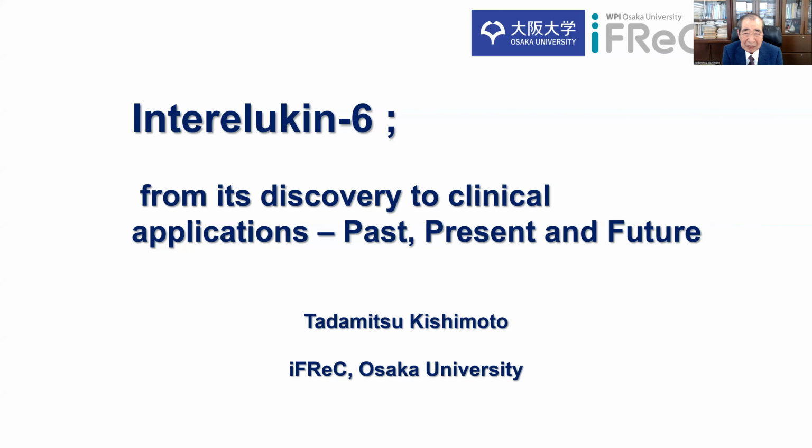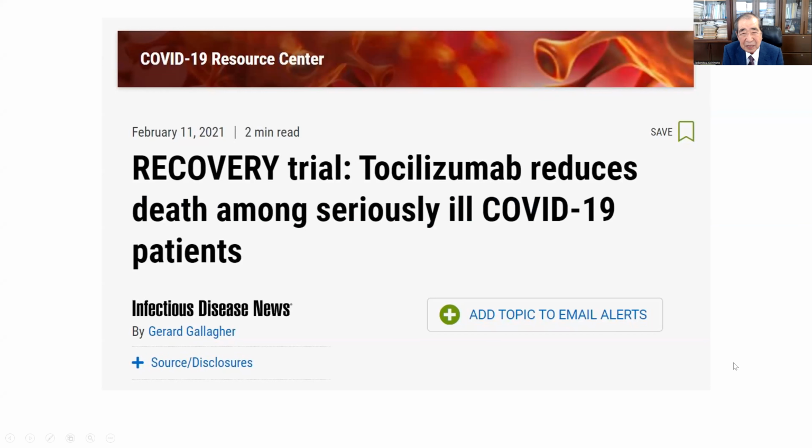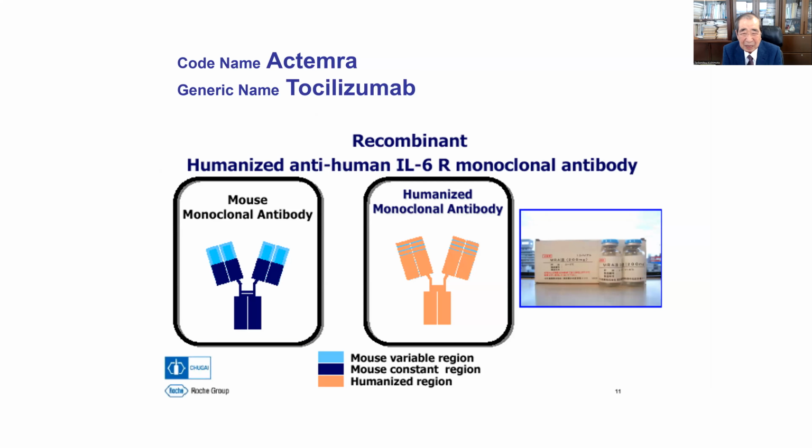Today, I am talking about interleukin 6 from its discovery to clinical application, past, present, and future. This slide shows the article published last year in English papers: Recovery Trial, Tocilizumab Reduced Deaths Among Seriously Ill COVID-19 Patients. Then what is tocilizumab? Tocilizumab is a humanized anti-IL-6 receptor antibody. Then the question is, what is IL-6?